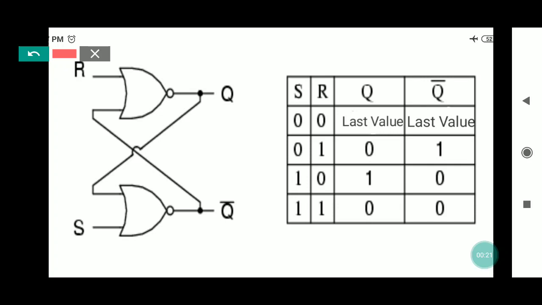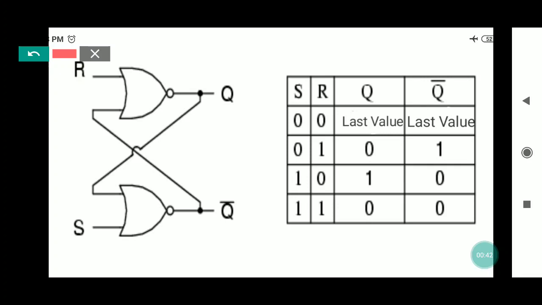There are two inputs, one is R, another is S, and there are two outputs, one is Q, another is Q bar, where Q bar is the complement of Q, means the outputs are complementary.